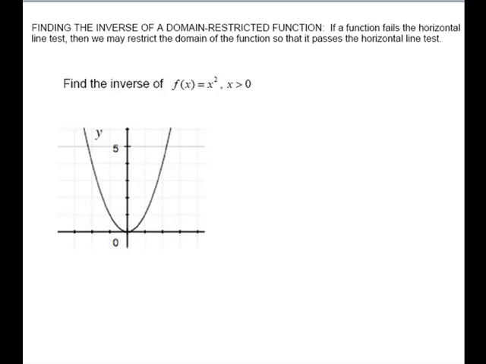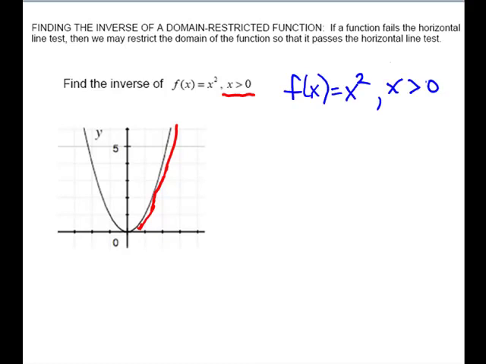So this is the one we looked at earlier to find the inverse of f of x equals x squared. We said no, that's a parabola and it fails the horizontal line test. But if we restrict and say that x has to be greater than 0, then x greater than 0 is over here. We're only looking at half of the parabola, not the whole picture. And if we only had half, then we could draw a horizontal line test, and so we would be able to find an inverse. Let's go through the steps to find the inverse.